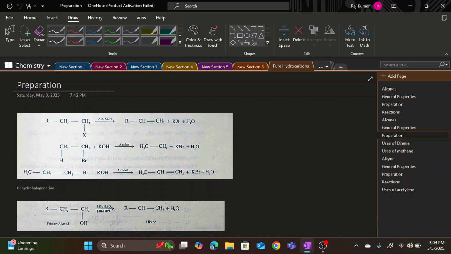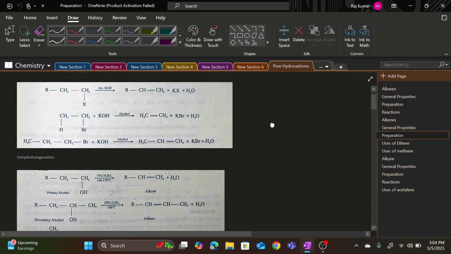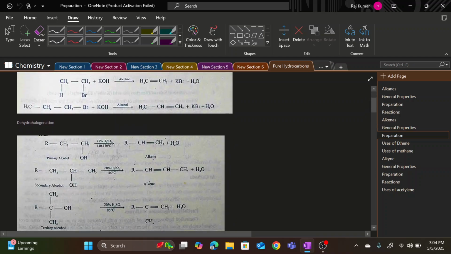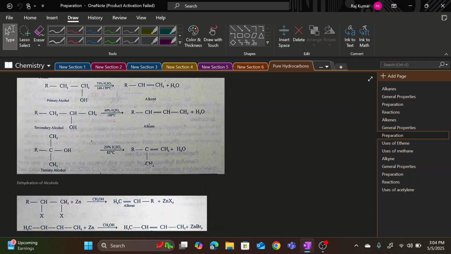Dehydrohalogenation is simply the removal of hydrogen halide, that is, the removal of hydrogen and a halide group from the alkyl halide in order to produce alkene. For that we use alcoholic potassium hydroxide, due to which we get the alkene.